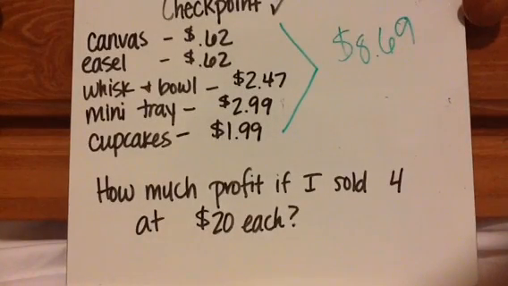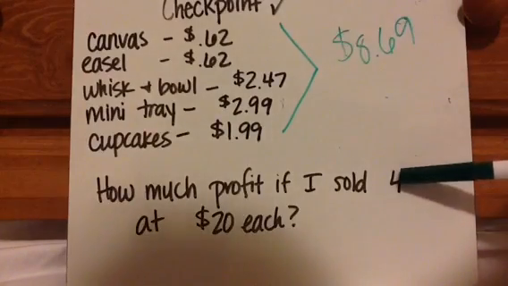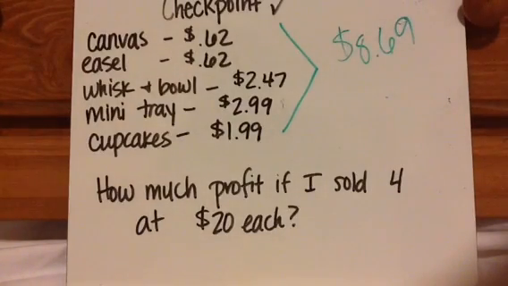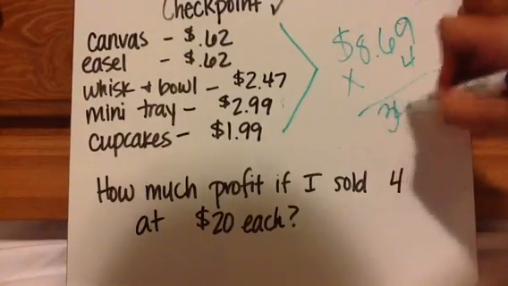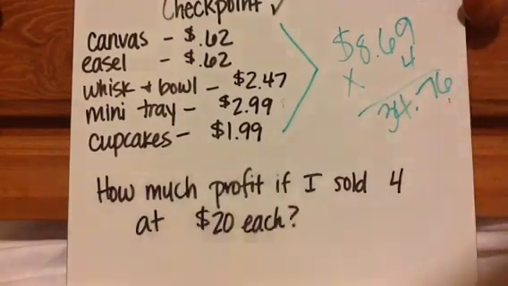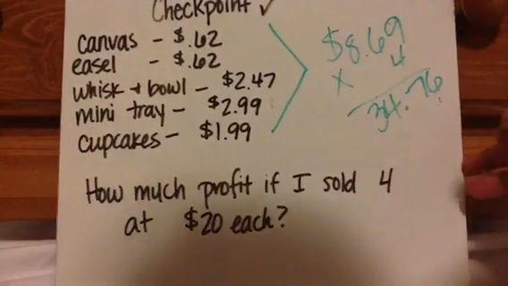So that comes to $8.69, but remember, I'm making 4 of these, not just one. So $8.69 times 4 equals $34.76. So that's my expenses.